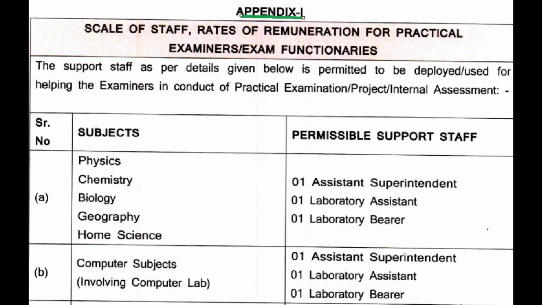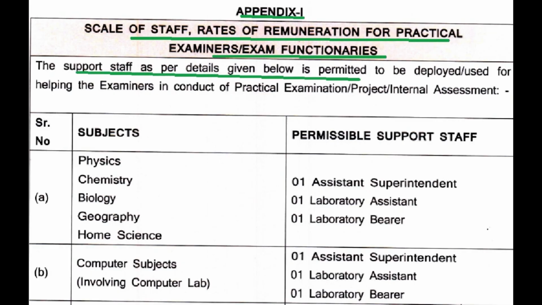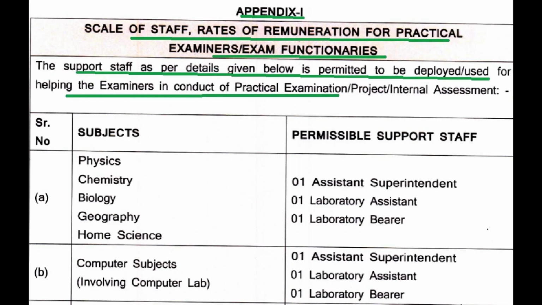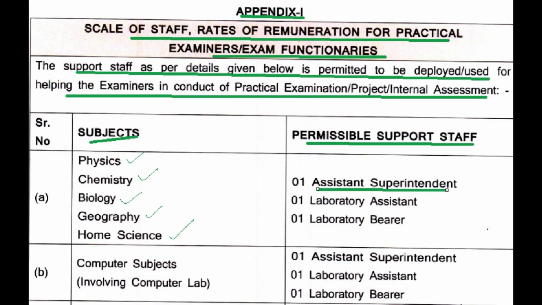This is Appendix-I, Scale of Staff, Rates of Remuneration for Practical Examiners or Exam Functionaries. The supporting staff, as per details given below, is permitted to be deployed or used for helping the examiners in the conduct of practical examination or project or internal assessment. For subjects like physics, chemistry, biology, geography, home science, the permissible support staff are 1 Assistant Superintendent, 1 Laboratory Assistant and 1 Laboratory Bearer.